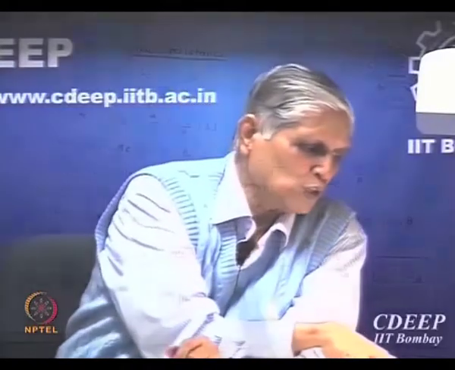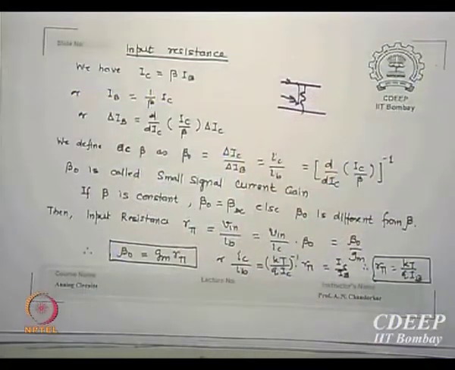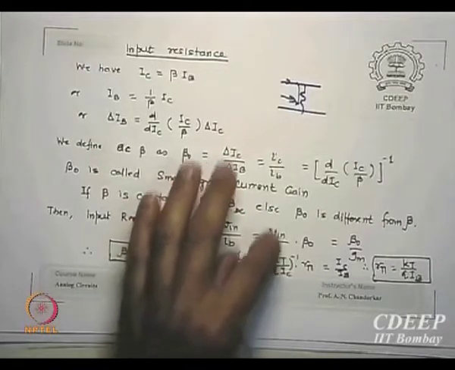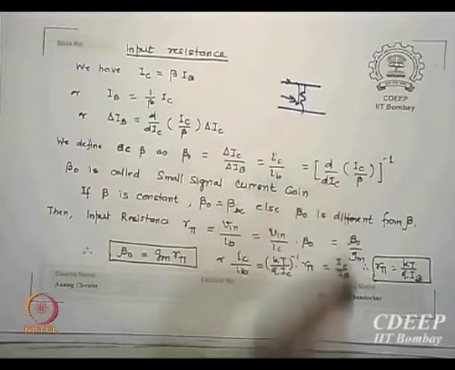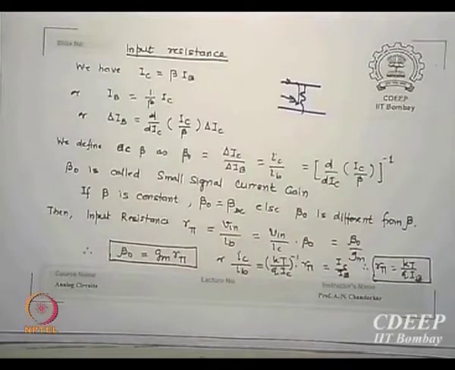So if I substitute IB by IC by beta like this, what is V in by IC? Just now we defined the first parameter, GM. IC by V in is GM, so it is beta 0 by GM. And GM is related to what? Which thing in DC am I connected to? Collector current, DC collector current.